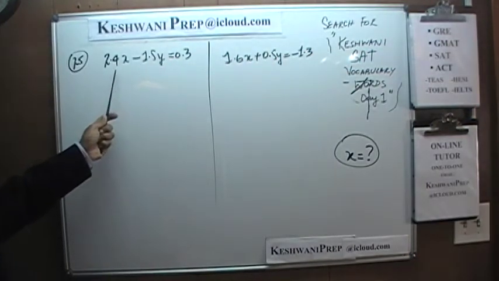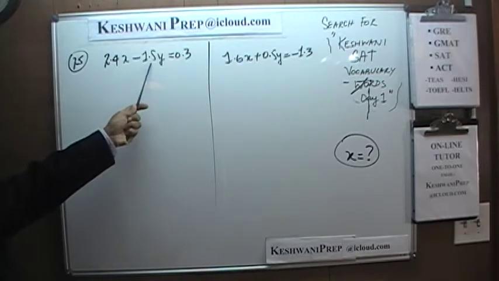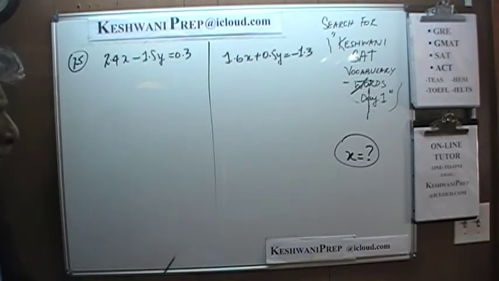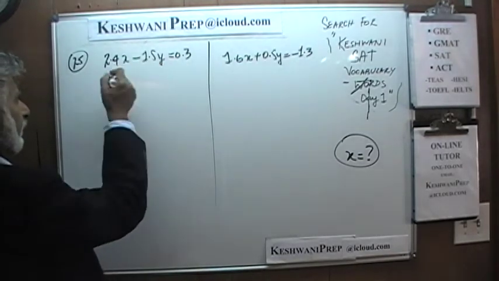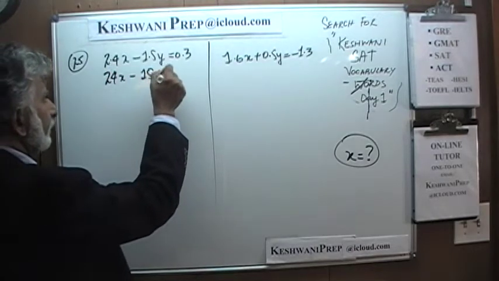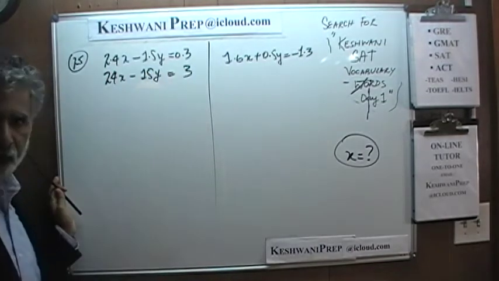The first thing we notice is that this is all in decimal. 2.4, 1.5, 0.3. Why don't we multiply the whole thing by 10? If we multiply the whole equation by 10, we don't have to deal with the decimals. Let's do that. If we multiply everything by 10, it's going to become 24x minus 15y equals 3. So far so good.